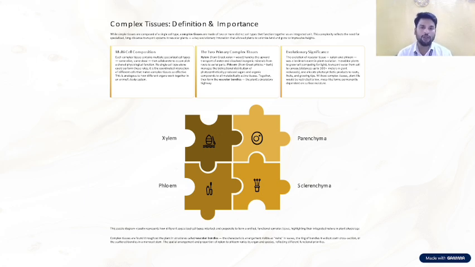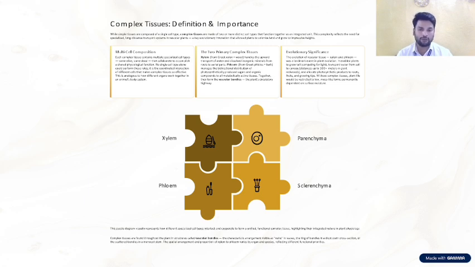moisture. Okay, so basically complex tissue is composed of xylem and phloem, and simple tissue is mainly composed of parenchyma, collenchyma, and sclerenchyma. Here is a puzzle diagram which is used to show how they collaborate to form a unified tissue. Complex tissues are found throughout the plant.